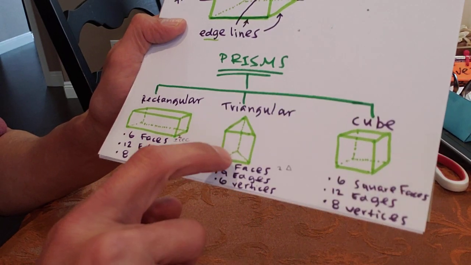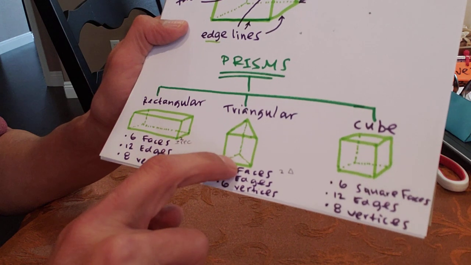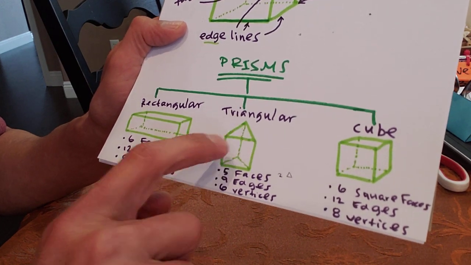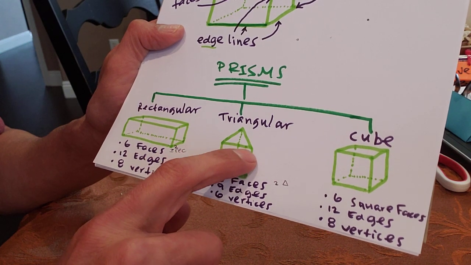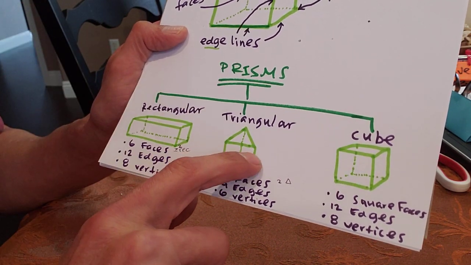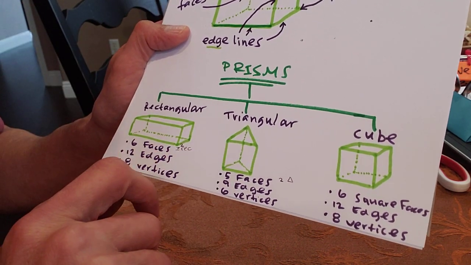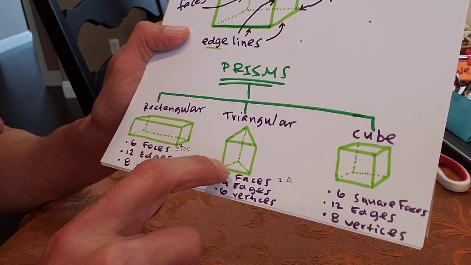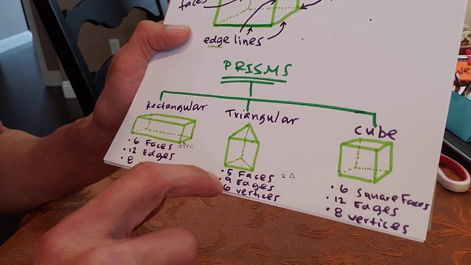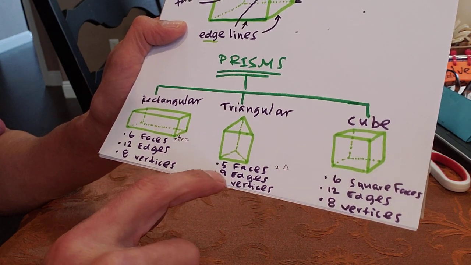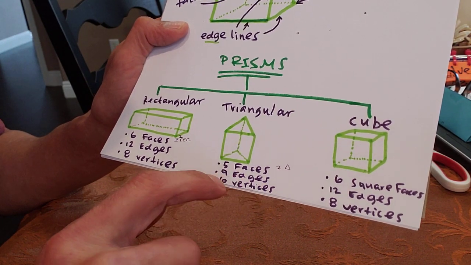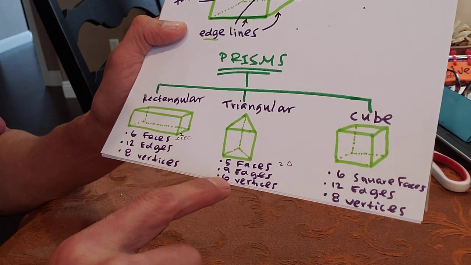In the triangular prism, we're going to have 2 faces that are in the shape of a triangle. We're also going to have 3 more flat faces that are in the shape of rectangles, or it could be a square. They could be squares. We will be able to count 5 faces. We will be able to count 9 edges, 9 edge lines, and also 6 vertice points.